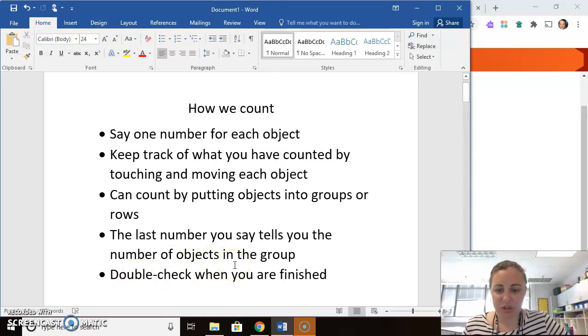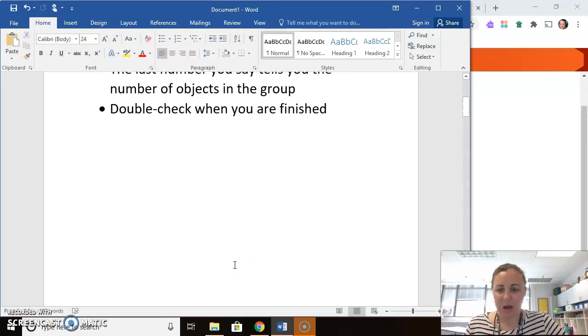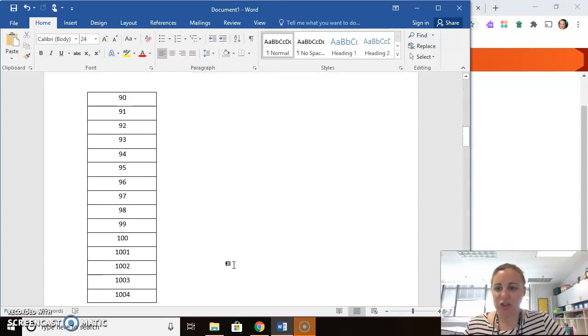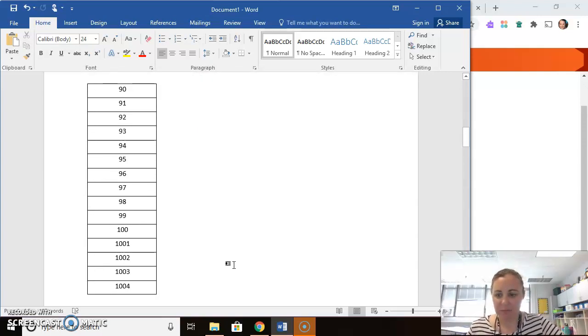And then you always want to double check when you're finished. And if you put your objects into groups or rows, it's going to be super easy for you to double check when you're done, just like I showed you a second ago when I counted by tens. So what we're going to see now is a counting strip that a second grader has completed. And I want you to look at this and think to yourself, what went wrong?